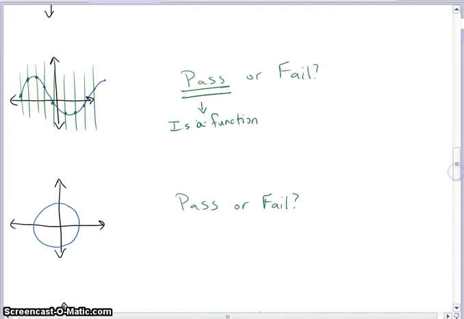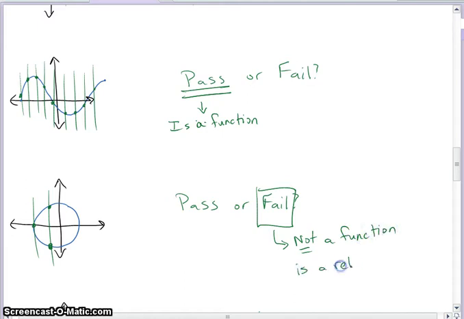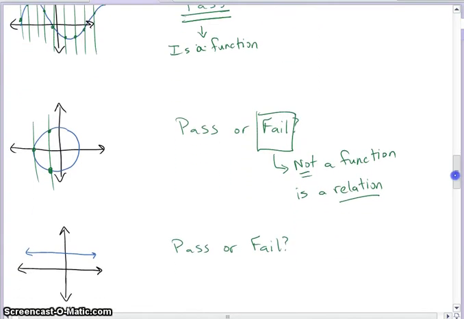Okay, what about this one? Uh-oh. This one only hit once, but I drew this vertical line and it hit twice. That's an automatic fail, which means it's not a function. That's called a relation. Functions and relations have to do with later when you try to find the inverse of functions. But you'll get to that in intermediate algebra.